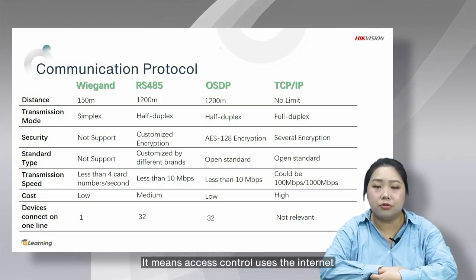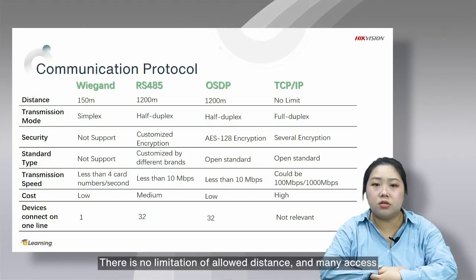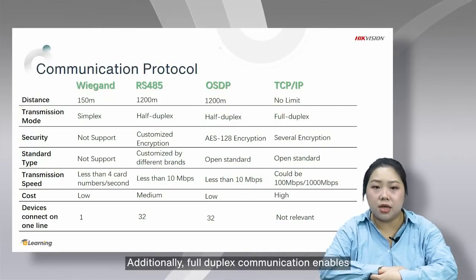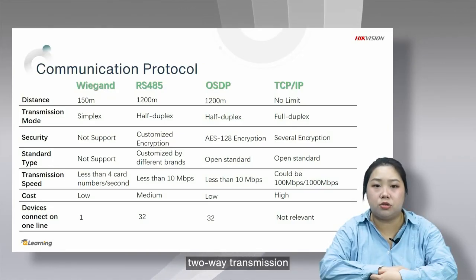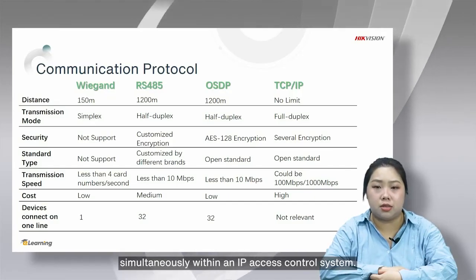It means access control uses the Internet and the Internet protocol to verify credentials. There is no limitation of allowed distance, and many access control systems can even function wirelessly. Additionally, full duplex communications enable two-way transmission simultaneously within an IP access control system.